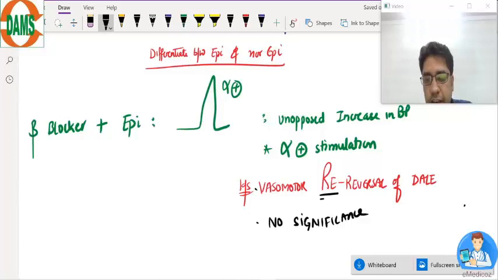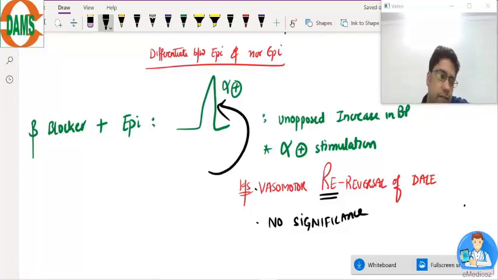So it is known as re. Re means again the BP is increasing. Re-reversal of Dale. So this completes our today's lecture. Tomorrow we will be finishing with alpha and beta blockers, and our ANS part will be finished.